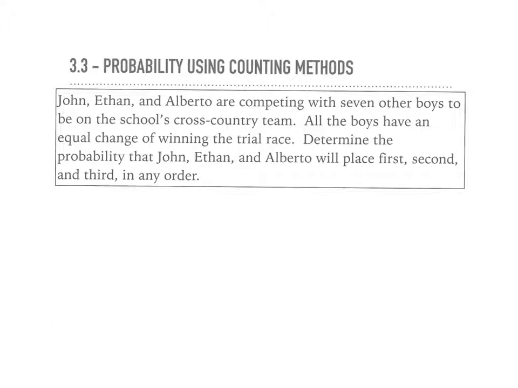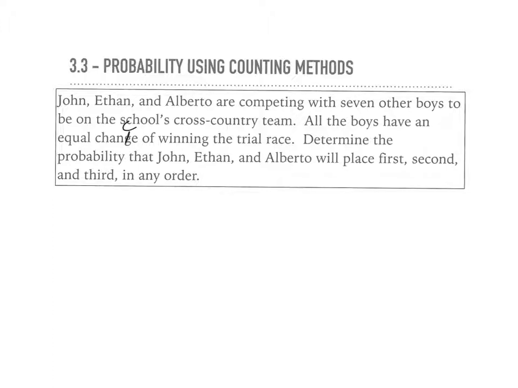So here's just a question. John, Ethan, and Alberto are competing with 7 other boys to be on the school's cross-country team. So there's 10 of them in total because there's 7 other boys. All the boys have an equal chance of winning the trial race. Determine the probability that John, Ethan, and Alberto will place first, second, third in any order.